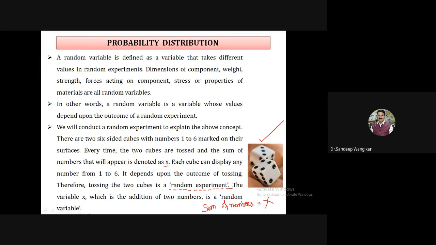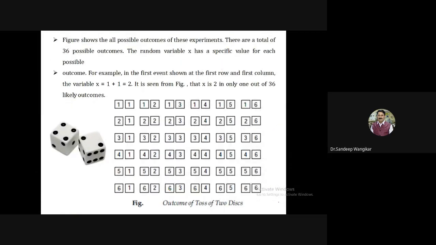The variable x, which is the addition of two numbers, is a random variable. So tossing the two cubes is a random experiment, and the variable x, which is the addition of two numbers, is the random variable. Get it clear: tossing we will call the random experiment, and whatever x we get is the addition of the two numbers that appear after tossing. The outcome or result of that tossing, for example 3 plus 4, 7, becomes x. So it is called the random variable. Let us go in detail.